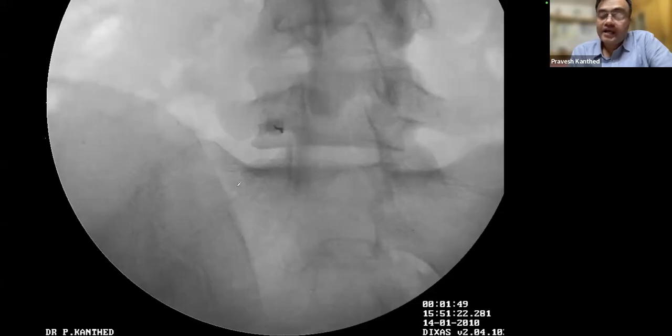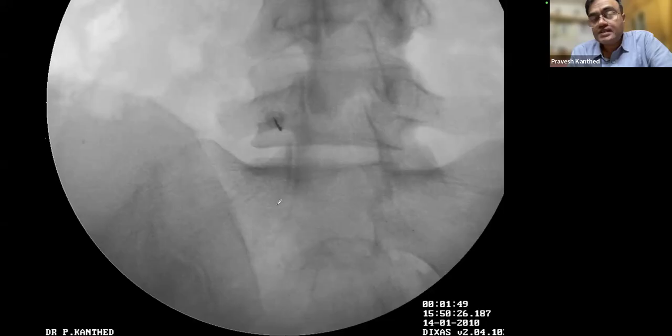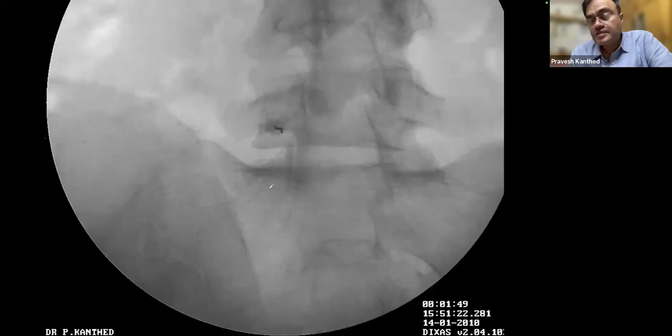Now what do I do? I turn my bevel down. You can see here, this is my bevel which is facing up. Now once I have hit the pedicle, I know that this is the time to take a lateral view. So now I turn my bevel 180 degrees. So this bevel is turned 180 degrees. Then I take a lateral view.